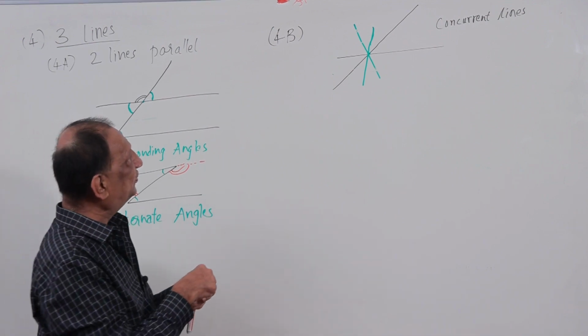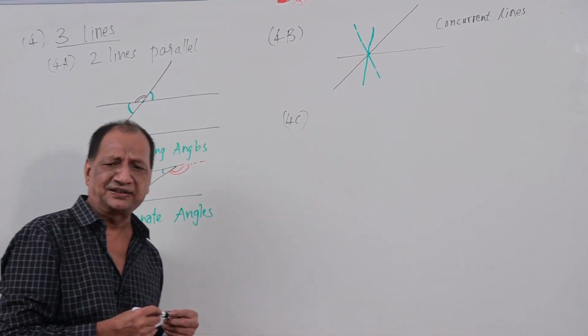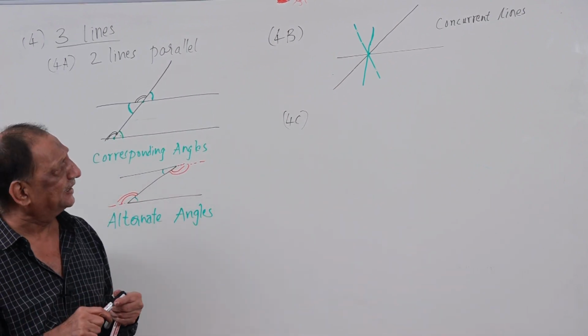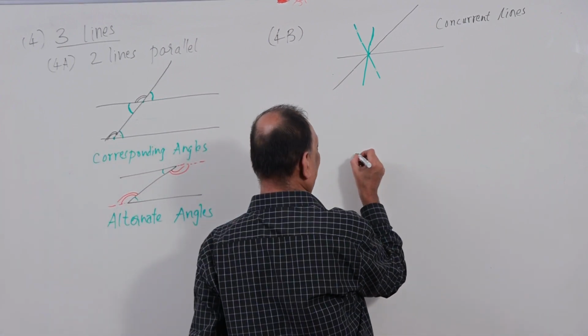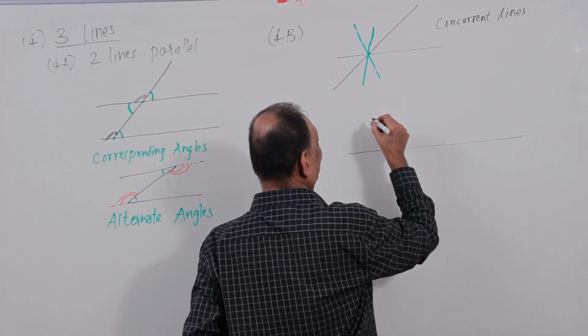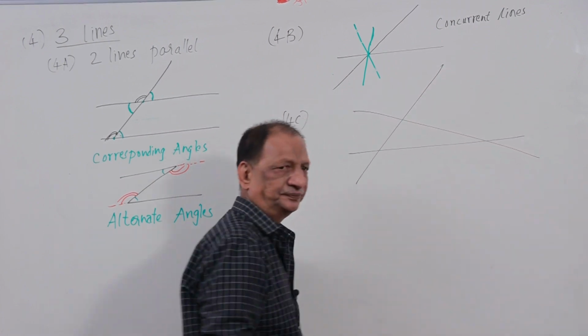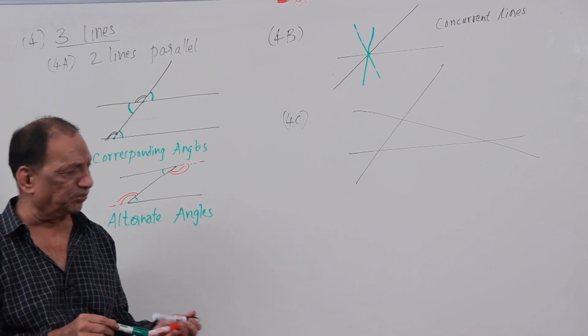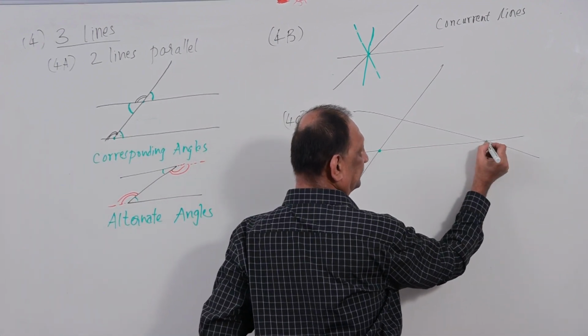Then we come to 4C. It's the most general case of three lines. You can have any three directions and non-concurrent lines. You have to write non-concurrent lines. Let me just draw one example. I got one line here. I got another line here. I got a third line, right? And in this case, the number of intersecting points, there are 3 points here. Correct?